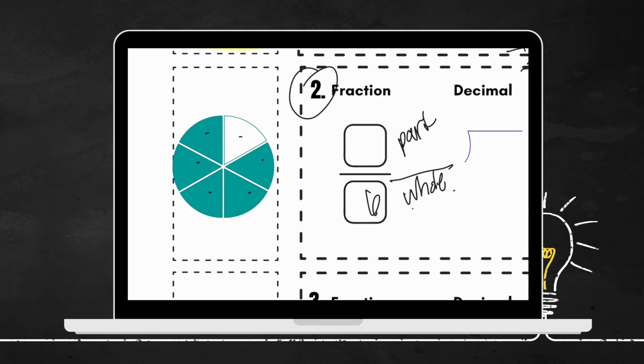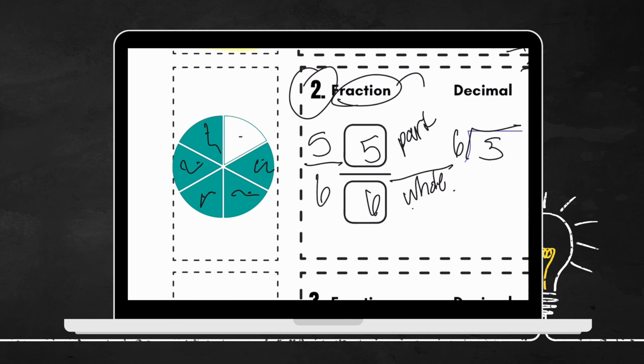But the part that you get is what's shaded. So 6 minus that 1 slice means you get 5 of those slices. 1, 2, 3, 4, 5. So this is the fraction 5/6. And remember, all fractions are division problems. 5 divided by 6.